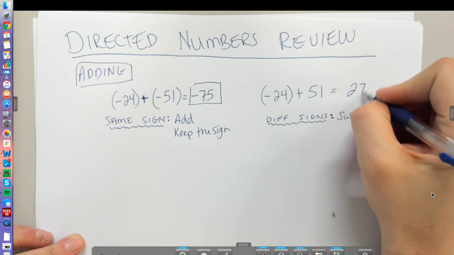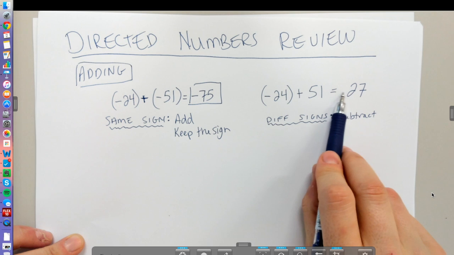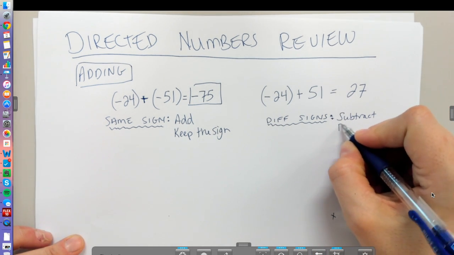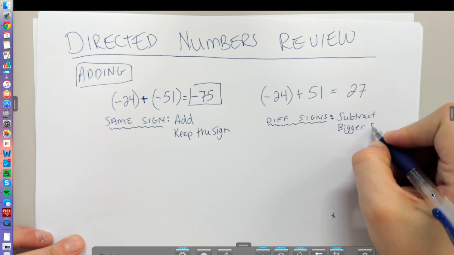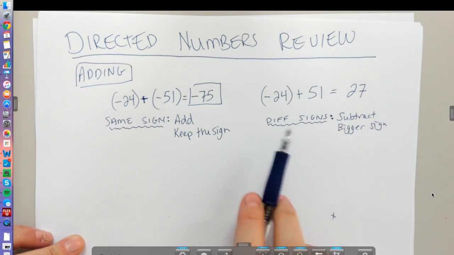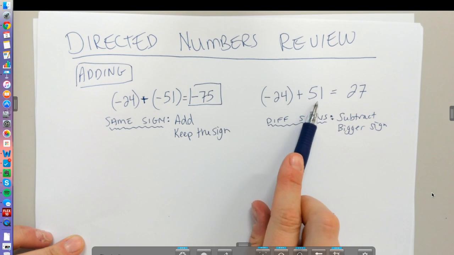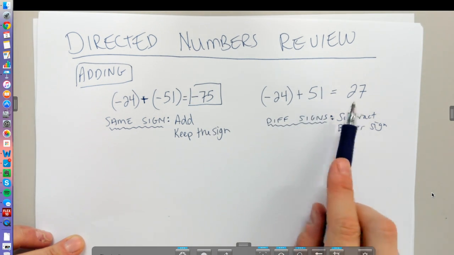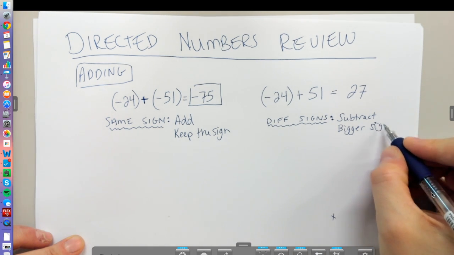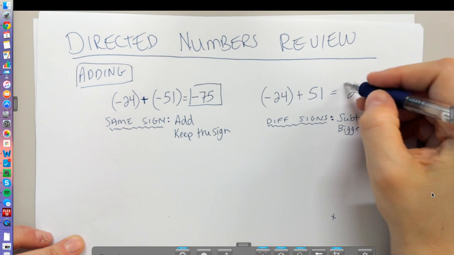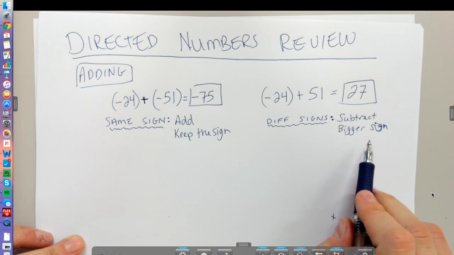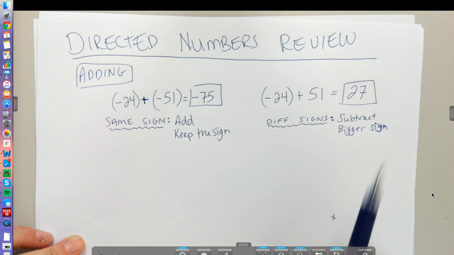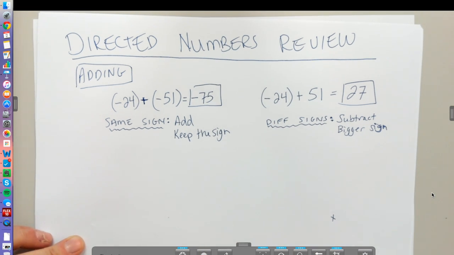Okay, 27. Now I want to figure out if this is positive or negative for sure. I remember my rule that I keep the sign of the bigger number, the bigger absolute value to be specific. So which has a bigger absolute value, negative 24 or 51? I hope you said 51. So since 51 is positive, my answer is positive. I wrote bigger sign. I'm trying to really abbreviate this to simplify things in your head. I hope this still makes sense to you. What I mean by bigger sign is keep the sign of the bigger absolute value. Okay? So very simplified rules here.